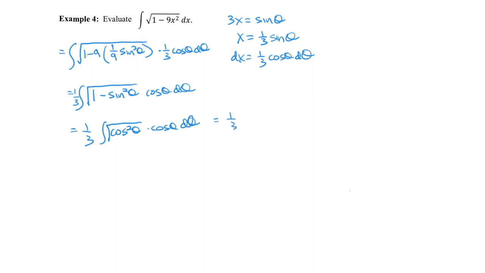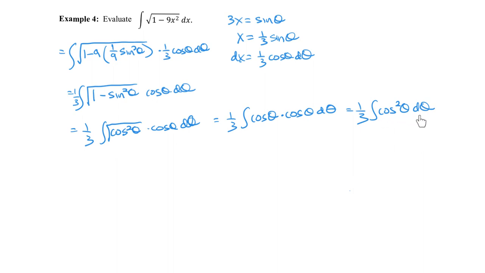So this is really just 1/3 cosine theta times cosine theta d theta, right? Because you got the square root of cosine squared, that's cosine, times this cosine. So you've got 1/3 cosine squared, so really what we've got is 1/3 cosine squared theta d theta. Okay, I wonder if we ever learn how to do something like cosine squared.